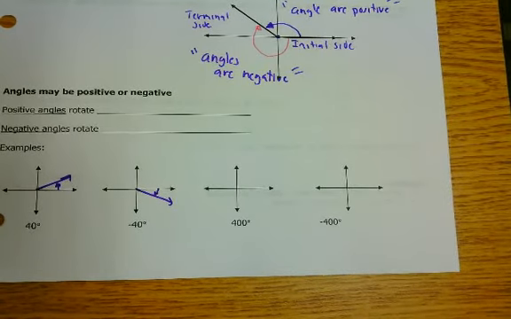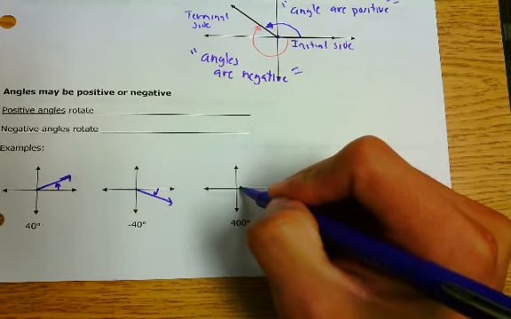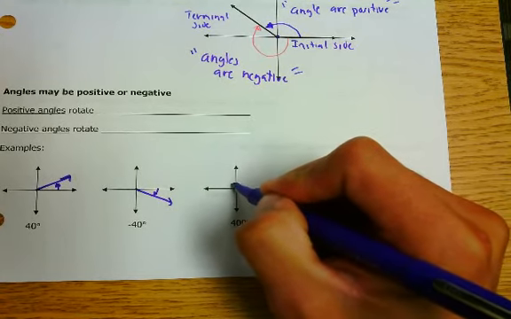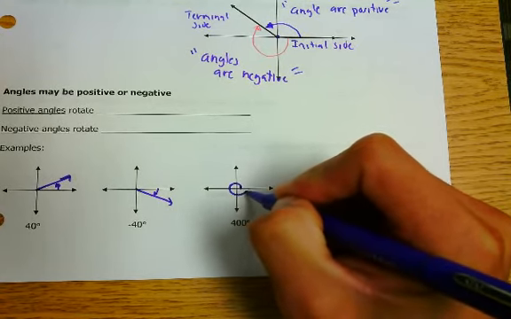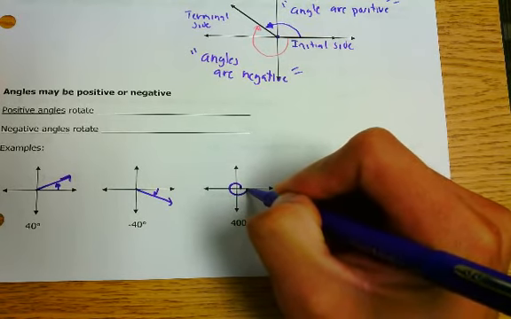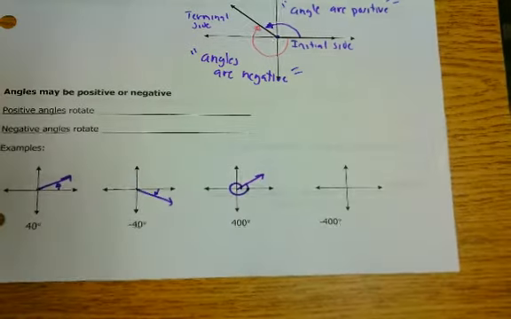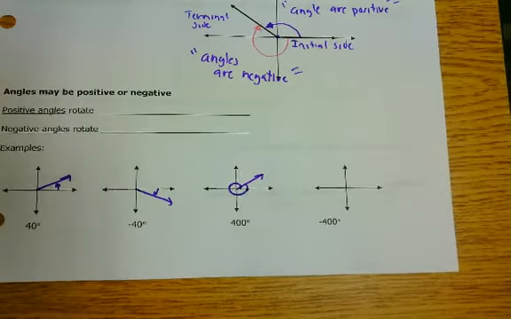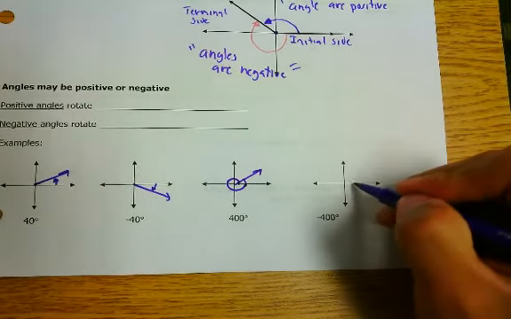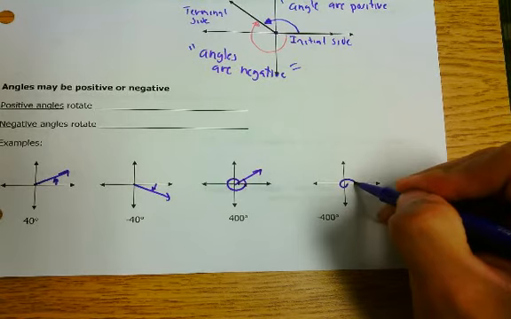Because you're like, well, wait a second. 400, that's more than one revolution. Well, I'm starting here. Agreed? So I'm rotating. That's 360. I need to get to 400, so I need how many more? 40. Cool. Negative 400. I'm starting here. I'm rotating. I need another 40, so I'm going to go here.